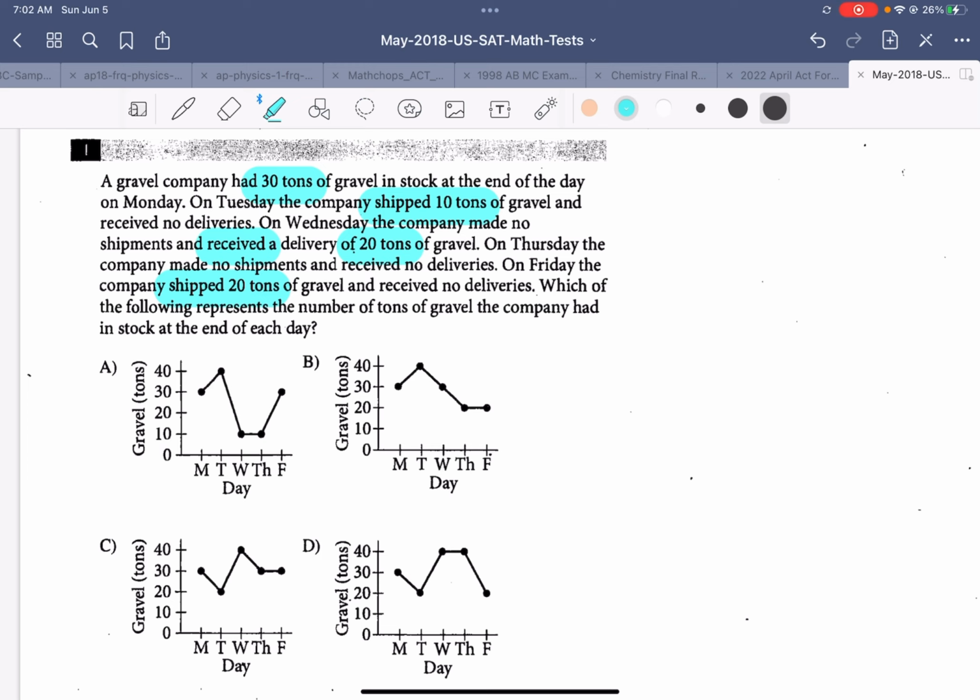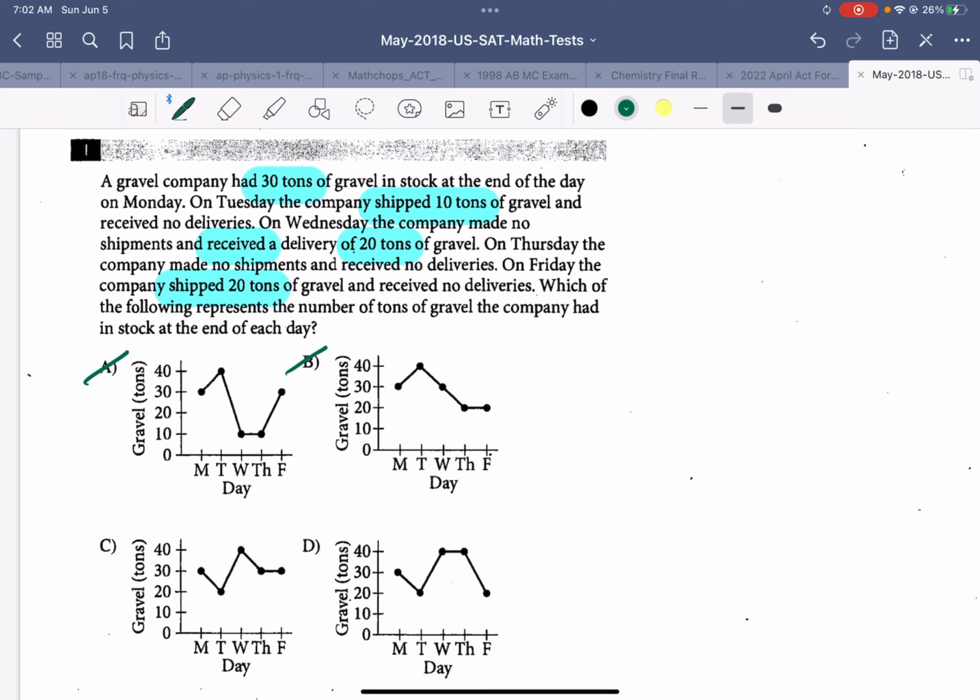Now, which of the following represents the number of tons of gravel the company had in stock at the end of each day? If you look at the answer choices, you're starting from 30 tons. So every graph starts from 30 tons here. Now on Tuesday, shipped 10 tons, which means it should decrease. So it's going down to like 20, like that. So you can eliminate these first two.